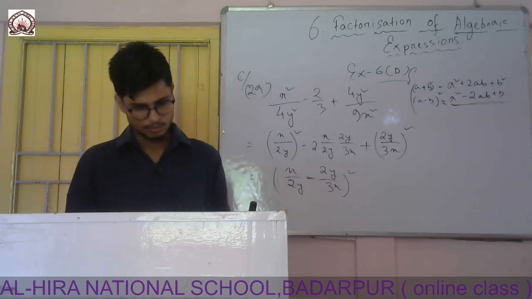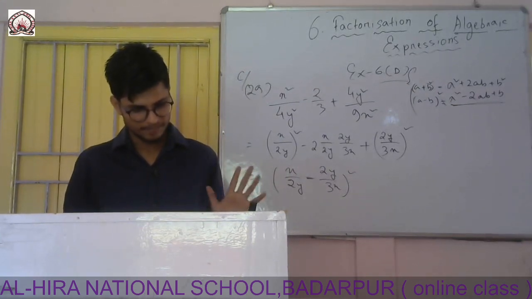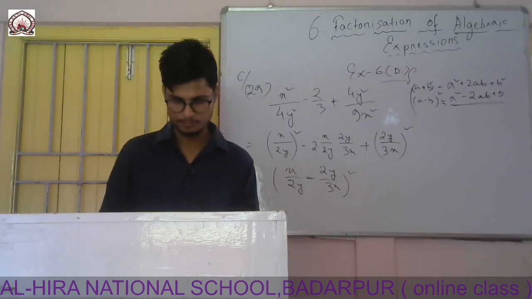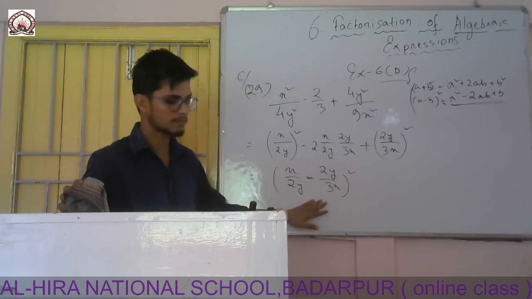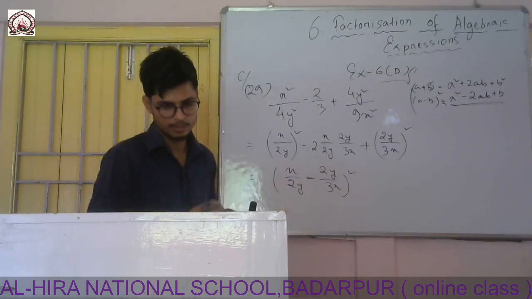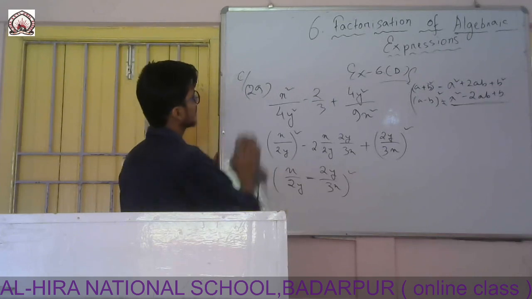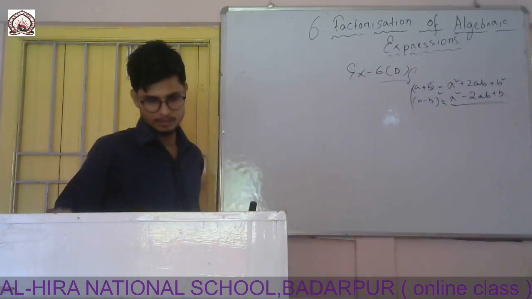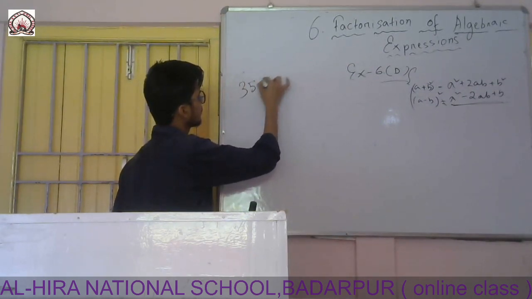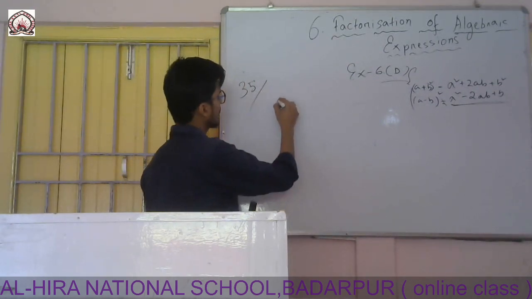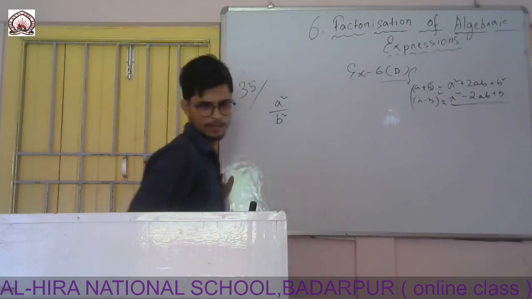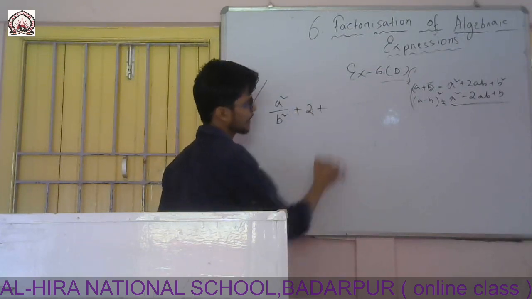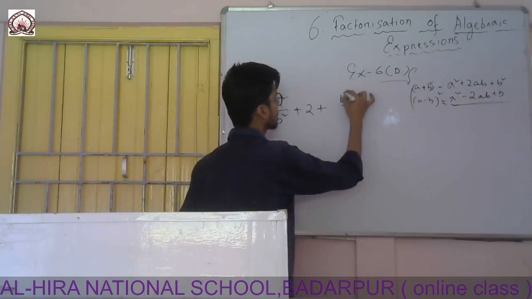Now let's do part D. D is also all the same. I will do only one, number 35. All are the same. Simply the first part is up to this much, and then you have to write only one extra line. So let's do question number 35. The question is a square by b square plus 2 plus b square by a square.